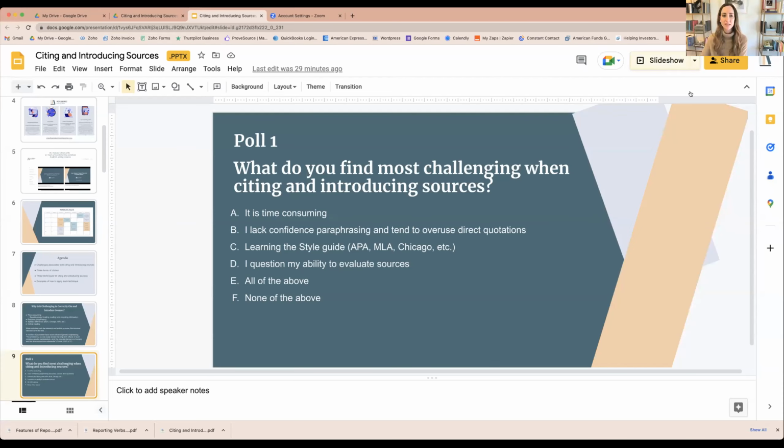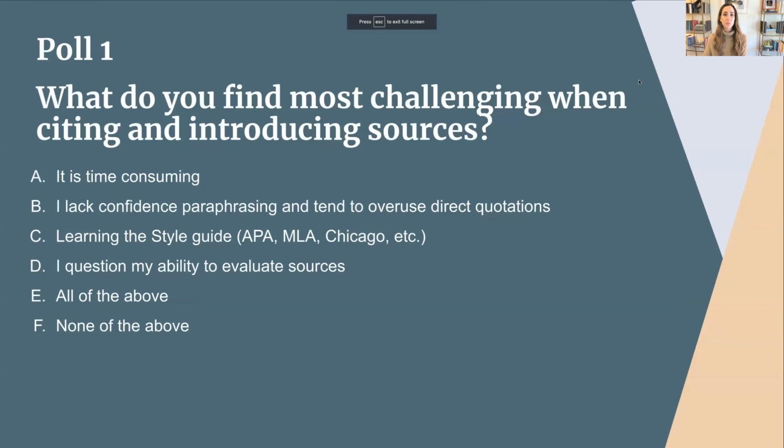So 21% of you say it's time consuming, 19% you lack confidence paraphrasing, fewer of you say learning the style guide is a challenge, all of the above 19%. So yeah, hopefully what you see by seeing this is that other people struggle with this as well. I think oftentimes when we're writing, we're not even thinking about this as a major component of the writing process. We just think of it as required without actually considering how much goes into citing and introducing sources in order to do it well, in order for the writing to be cohesive.